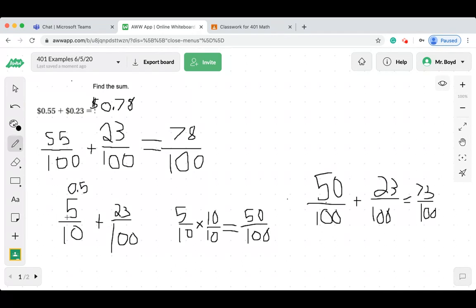So we're recalling changing our tenths to hundredths and our hundredths to tenths. And we're also recalling how to change a decimal to a fraction, how we read a decimal, how we write it as a fraction, and how we read a fraction as well.